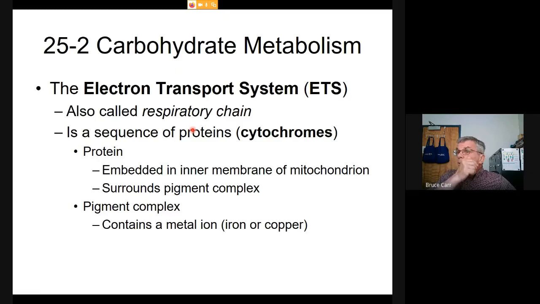Now, these are pigmented molecules, so they were called cytochromes, which is cyto for cell, chrome for color. They are proteins. They're embedded in the inner membrane of the mitochondria to form what they called a pigment complex because the chemical nature of them is a pigment. They contain a metal ion. So iron is found in these pigments and also copper.